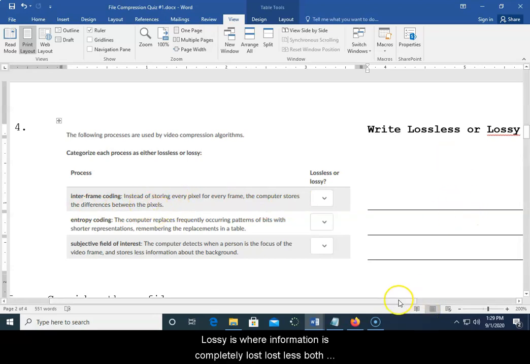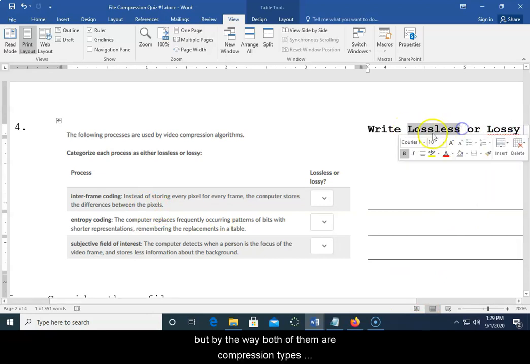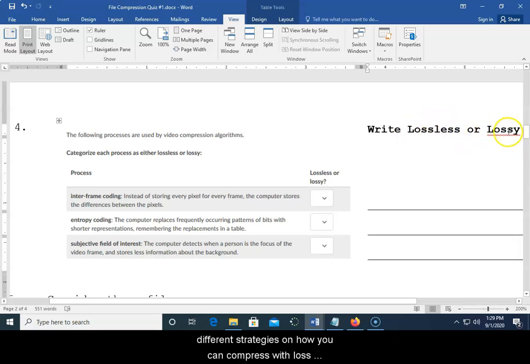So lossy is where information is completely lost. Lossless, both of them are compression types, different strategies on how you can compress. But with lossy, your data is lost. With lossless, you can get your data back. So anytime you see anything like the word difference, it means that they're subtracting the difference between the two pixels. And if you have the difference, you could get the original back. So that's lossless.